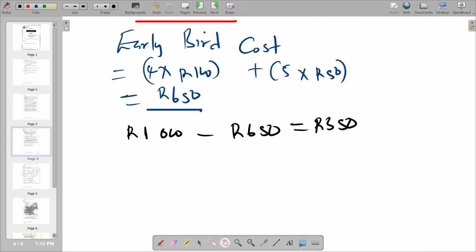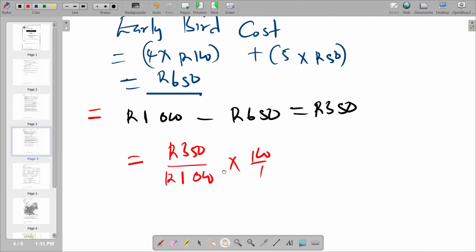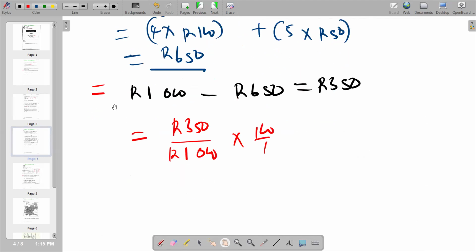So on percentage now we are saying 350 divided by 1,000, and then we multiply by 100 over 1. So we see what we get there. So we are going to get our answer is 35%. So we refer back to the question again.